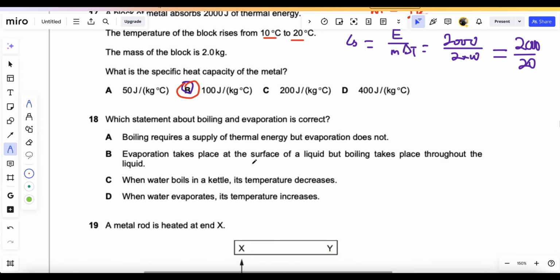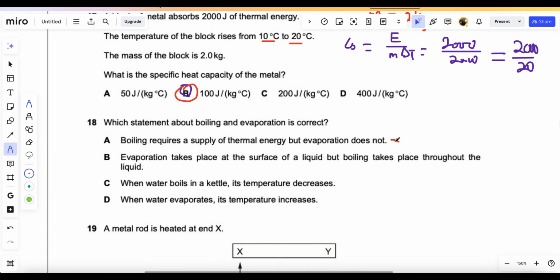Question 18 says, which statement about boiling and evaporation is correct? A says boiling requires a supply of thermal energy, but evaporation does not. No, they both require energy. So A is wrong. B: evaporation takes place at the surface of the liquid, but boiling takes place throughout it. Yes, this is correct. But we have to read all of this.